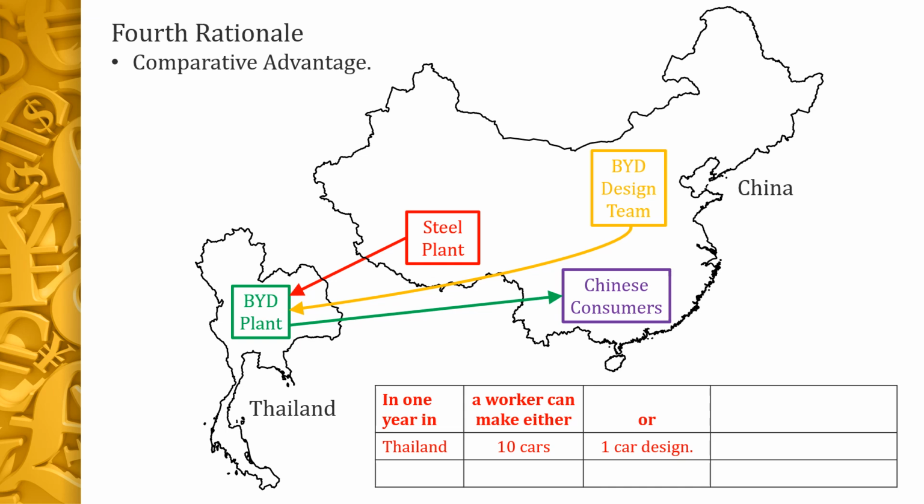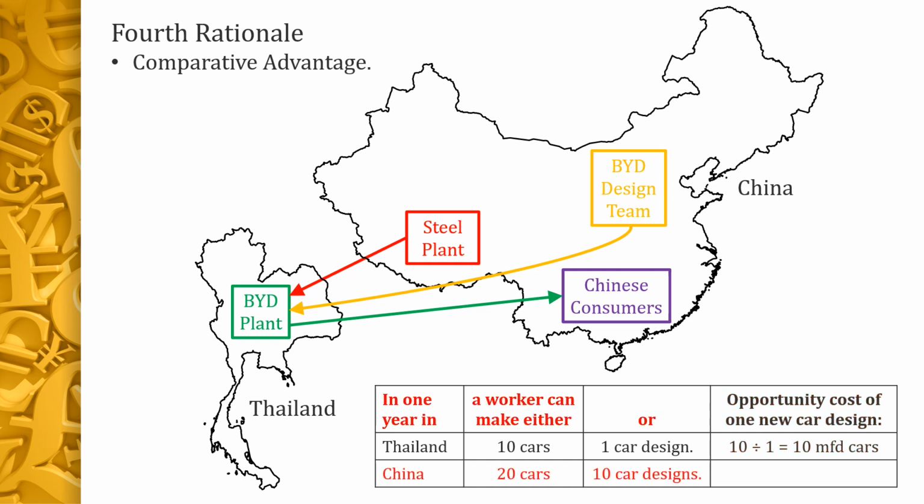Suppose that in 1 year, a Thai worker can either manufacture 10 cars or design 1 car. Thus, in Thailand, the opportunity cost of a new car design is 10. In other words, Thailand must forgo 10 manufactured cars to produce 1 new car design.